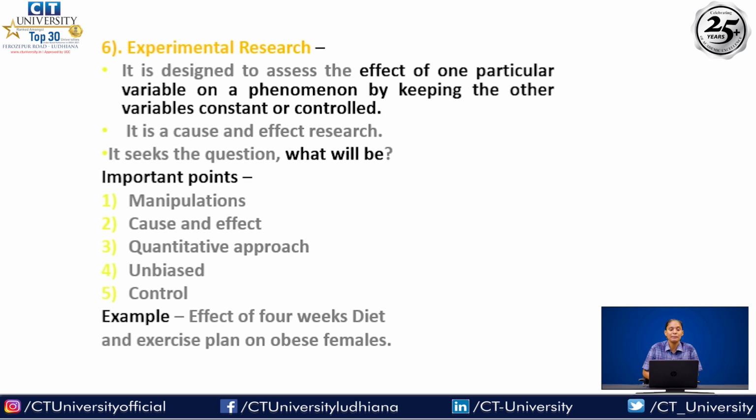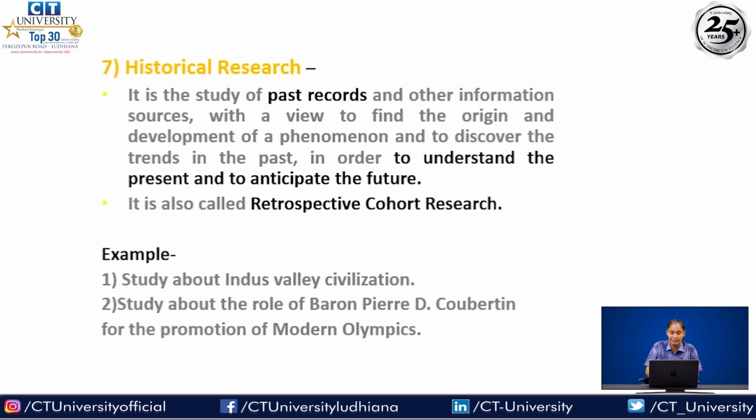Sixth is experimental research. It is designed to assess the effect of one particular variable on a phenomenon by keeping the other variables constant or controlled. It is cause and effect research. It seeks the question, what will be. Important for experimental research: firstly manipulation, then cause and effect, quantitative research approach, unbiased control. Example, effect of a 4-week diet and exercise plan on obese females.